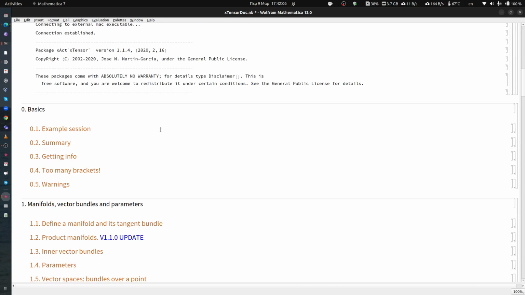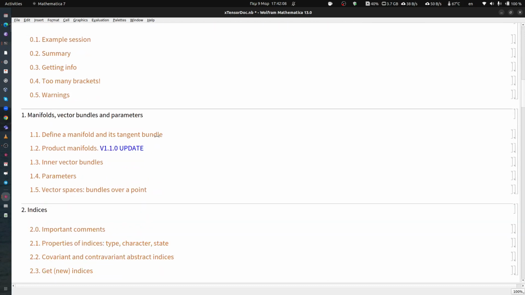It has several chapters, and if you plan to be serious with xTensor, I advise you that you start patiently going through all those sections one by one. And of course there is a lot of information because xTensor does a lot more things than doing computations for ordinary general relativity, but you should read the sections that apply to the computations that you want to perform.